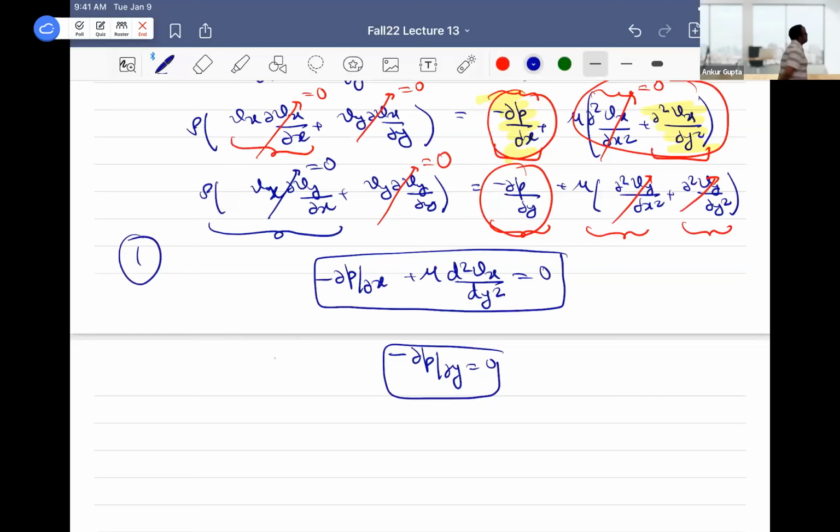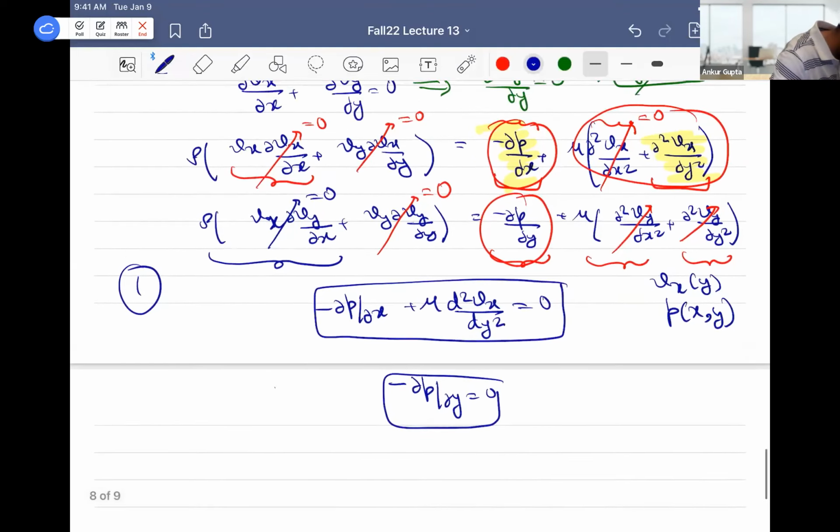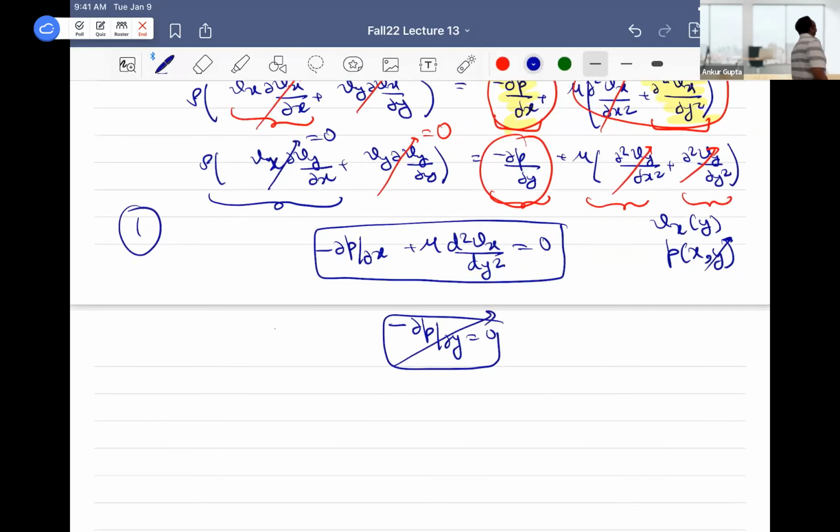The two governing equations from the two directions I have in the system. Any questions, sir? All right. So remember that Vx is only a function of y, and right now my P is a function of x and y. What does this tell me? Del P by del Y being 0 tells me that P is not a function of y. It is only a function of x. So I don't have to use that term.